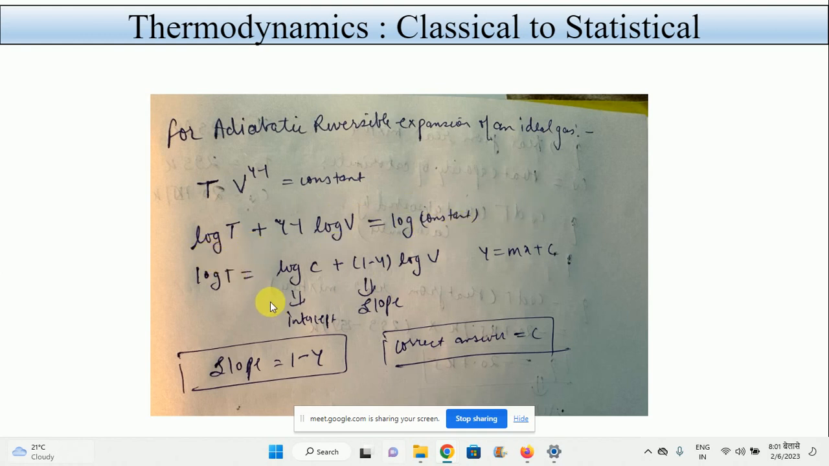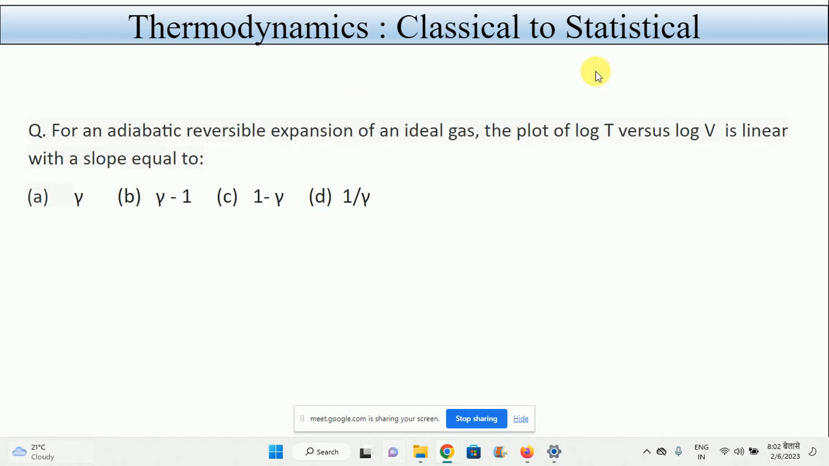So log T is equal to log C plus (1 minus gamma) log V. This is the equation of a straight line, y equals mx plus c. So log T is on the y axis and log V is on the x axis, and then the slope will be 1 minus gamma, and this will be the intercept. So slope is 1 minus gamma. So option C is correct.